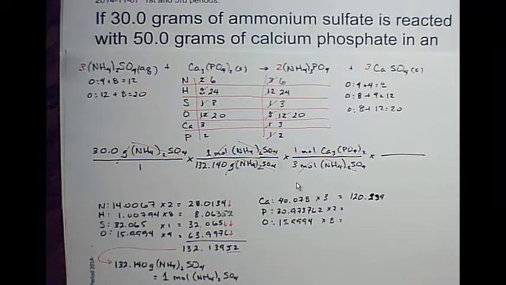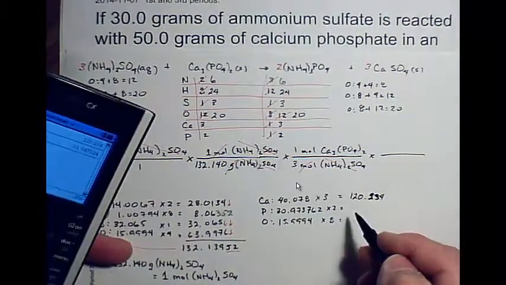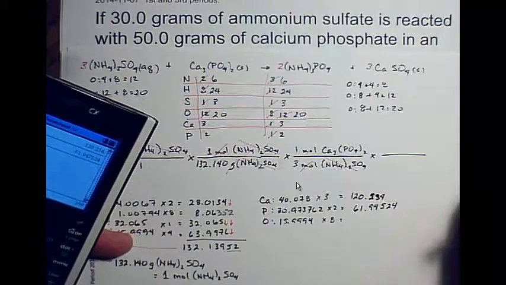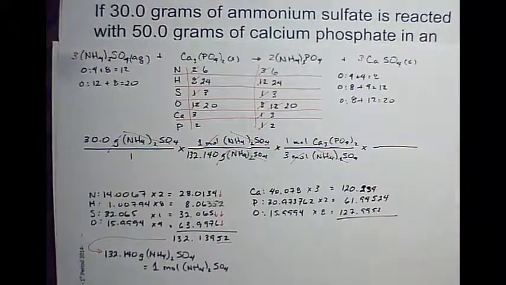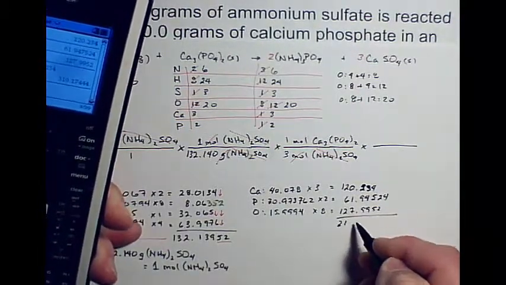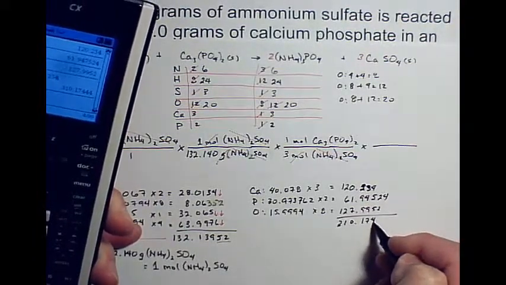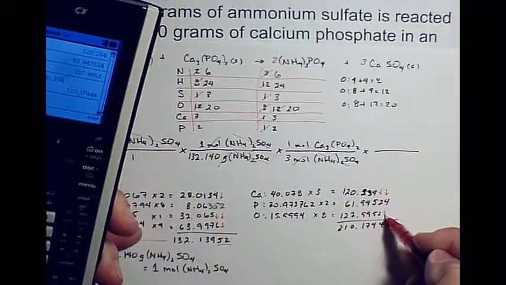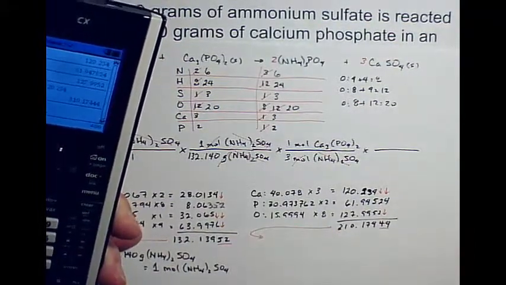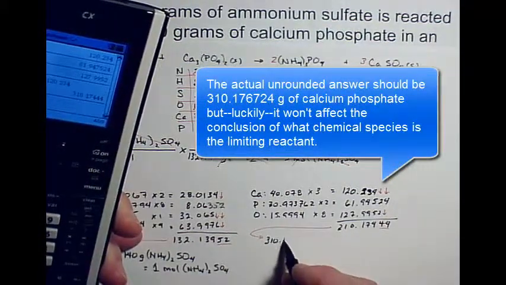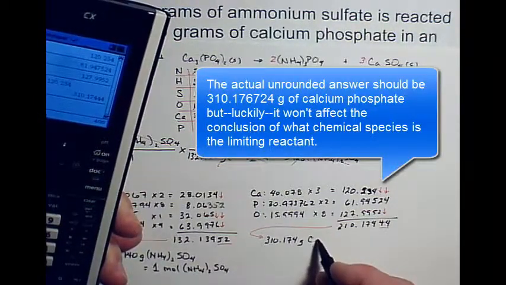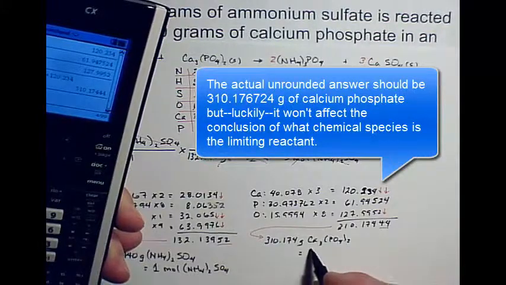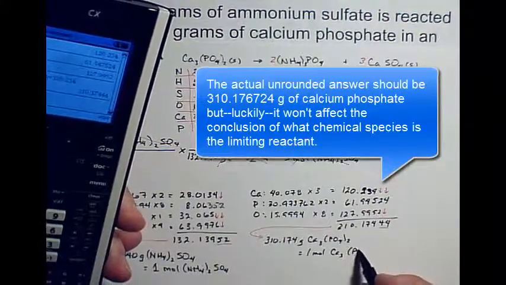Where's it at? All right, adding all these up, I get 310.17444. I've got 2 empty slots in these last 2 columns, so those 2 digits get rounded off, and we're going to round that off then to 310.174 grams calcium phosphate, and that's equal to 1 mole of calcium phosphate.